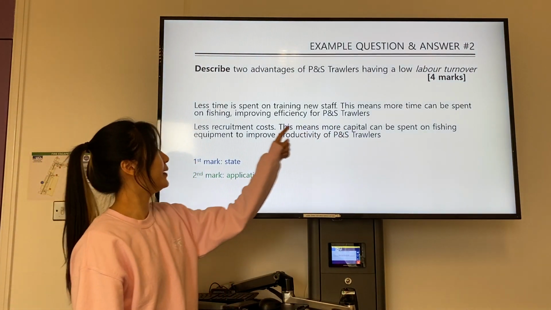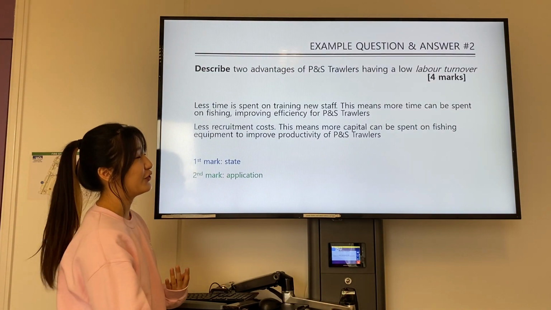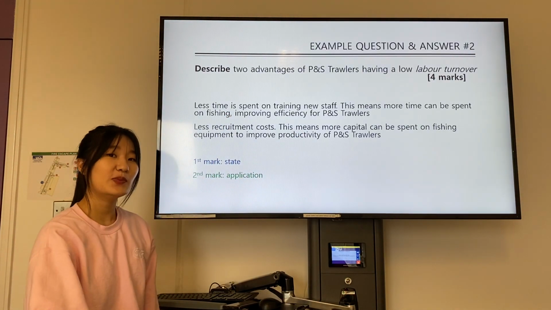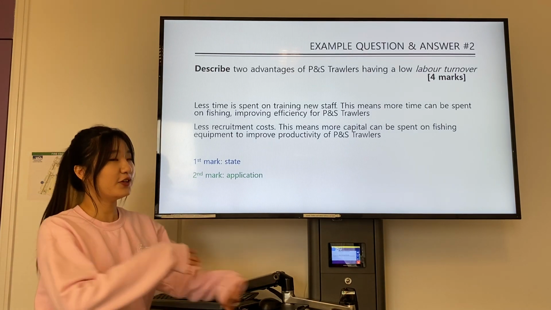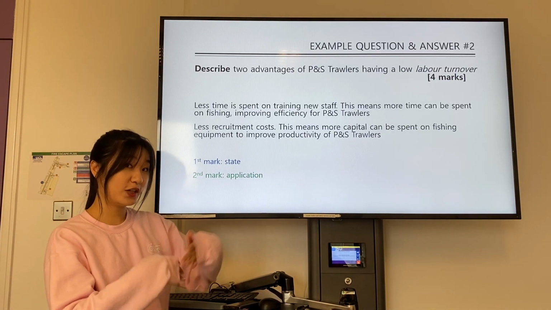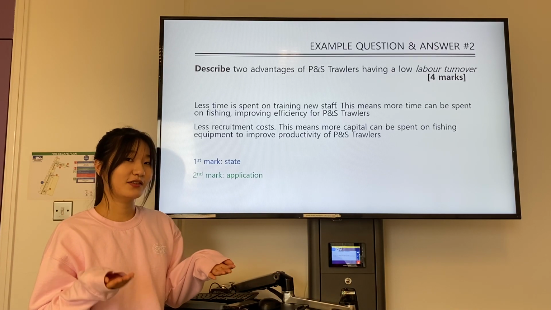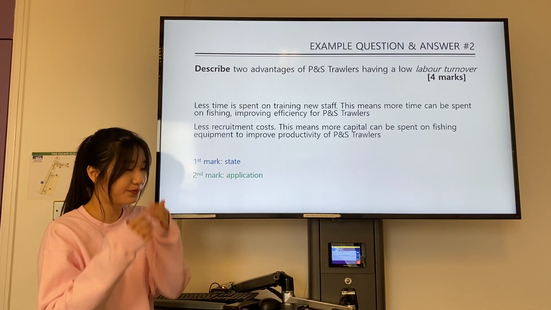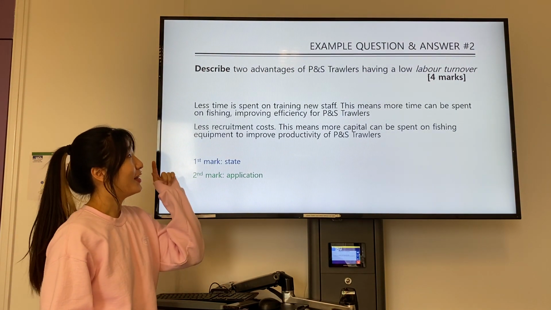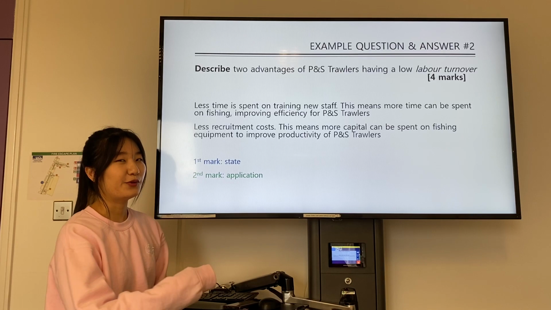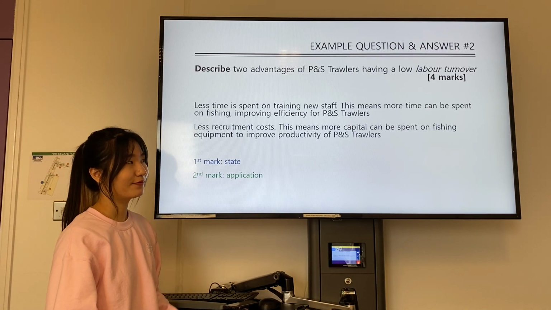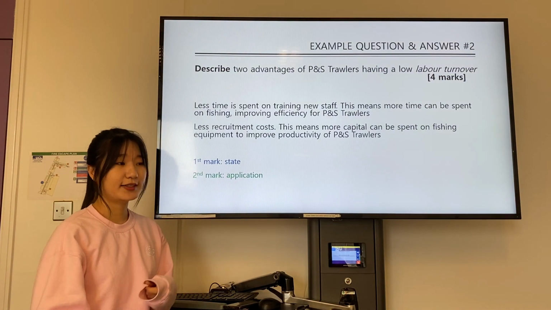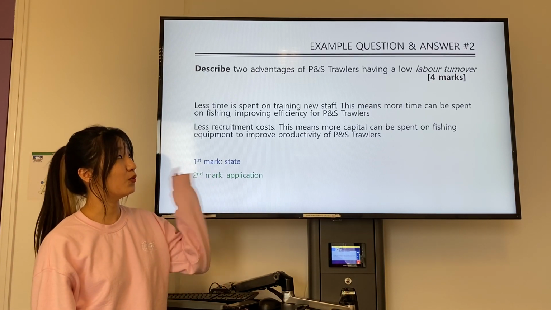So this means more time can be spent on fishing, improving efficiency for P&S trawlers. If less time is spent on training new staff, this means more time can be spent on fishing. And if more time is being spent on fishing, efficiency increases, right? For a set amount of time, more fish is being caught because less training is being done. Okay. The fact that less time is being spent on training new staff would apply differently to different case studies. So always be thinking in terms of this case study and the characteristics, the circumstances and situations of people within P&S trawlers.